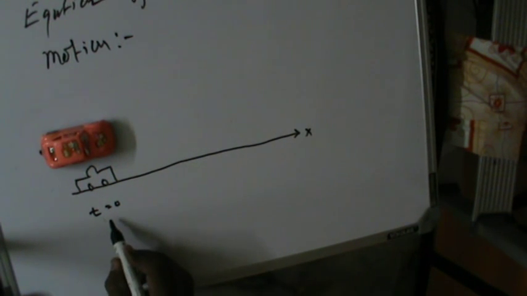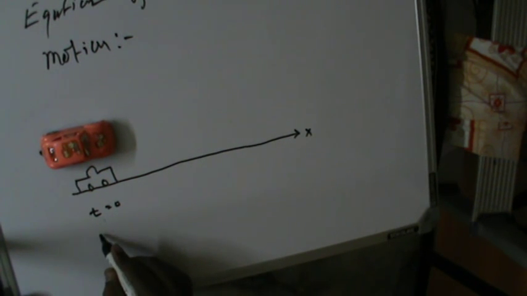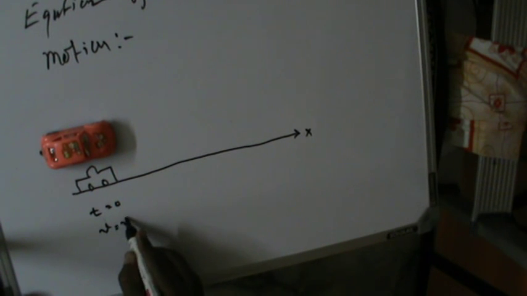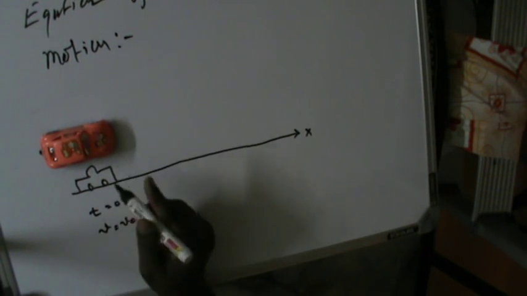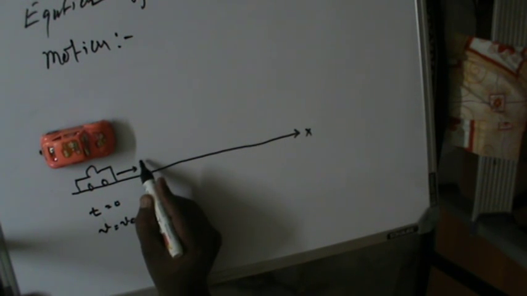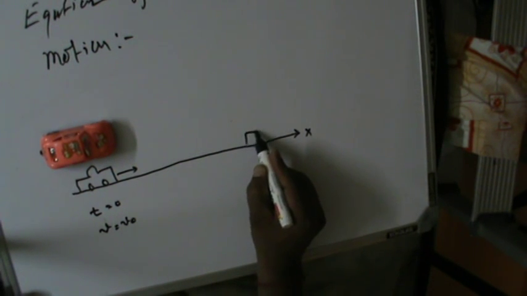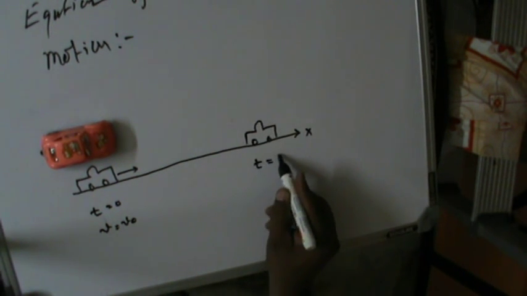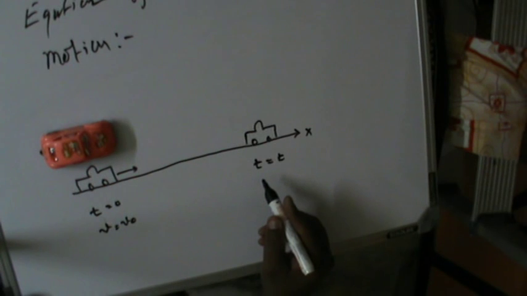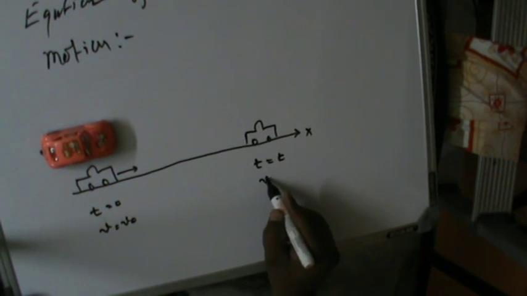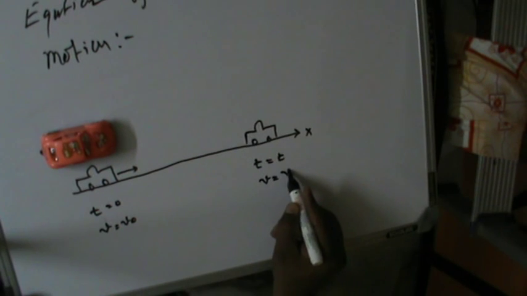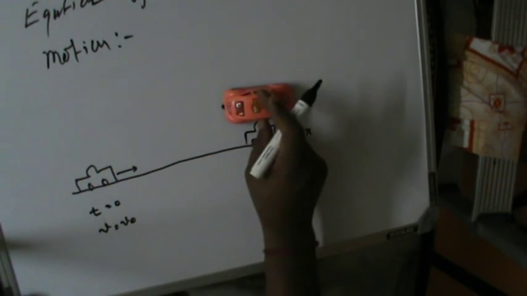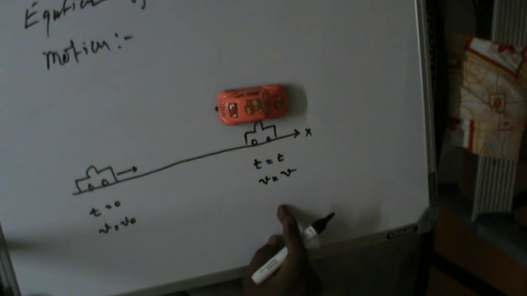Now let us see, this car has the velocity, the initial velocity v, which is nothing but v0. Now this car starts the uniform accelerated motion and reaches the final position at this place. So at that time, suppose time t is equal to t. So the final velocity is v. The car has reached here. This is the final velocity of the car.